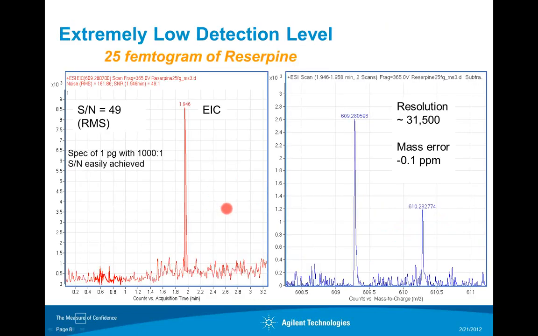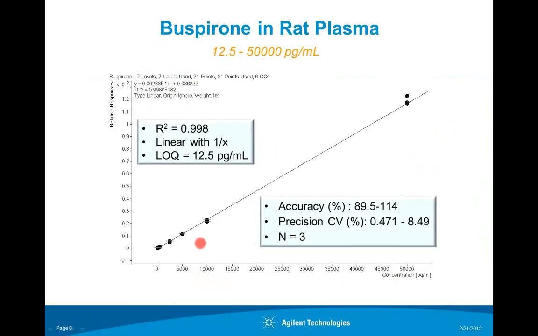These new technology innovations result in a dramatic increase in sensitivity. This example shows the result for our benchmark compound, Reserpine. As you can see, an extremely low detection level of 25 femtograms on column was achieved with a signal-to-noise ratio of 49, a resolution of 31K, and a mass error of 0.1 ppm.